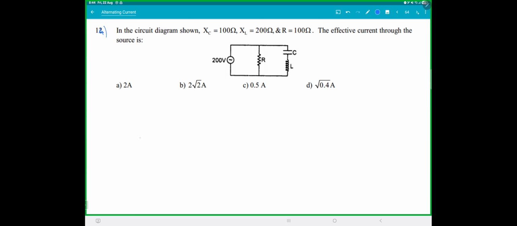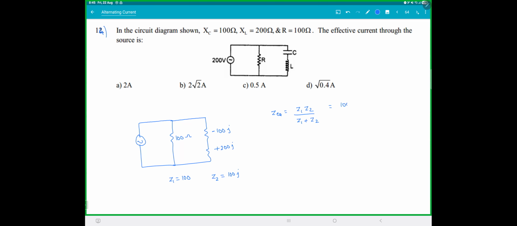So this thing can be written as, so this is a R, which is 100 ohms. This will be minus 100 J. Capacitance and inductance is plus 200 J. So Z1 is 100. Z2 will be 100 J. And both are in parallel. So Z equivalent will be Z1 Z2 by Z1 plus Z2.